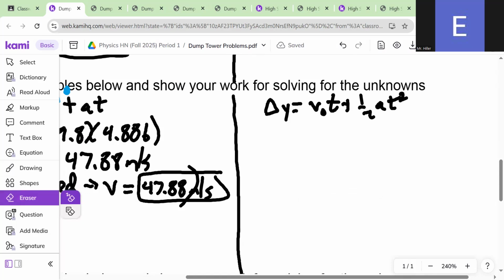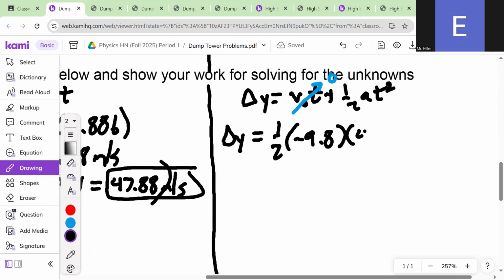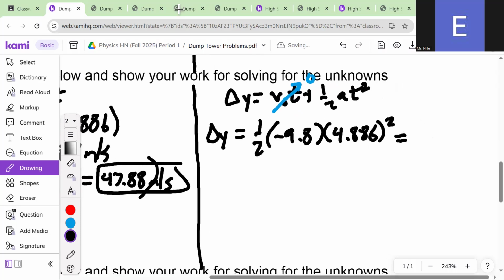I'm going to practice with the first equation just to change it up a bit. But both equations do work. Now, if I plug into this equation, v naught t is going to cancel because v naught was 0, the ball was released from rest. And delta y, my displacement, is going to be 1/2 times my acceleration, negative 9.8, times my time. My time was 4.886 seconds.